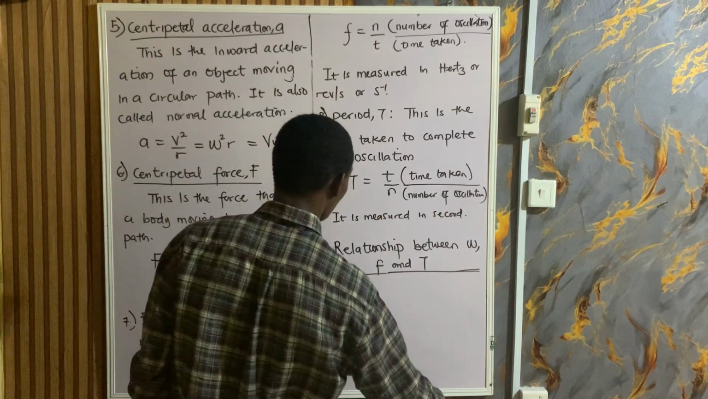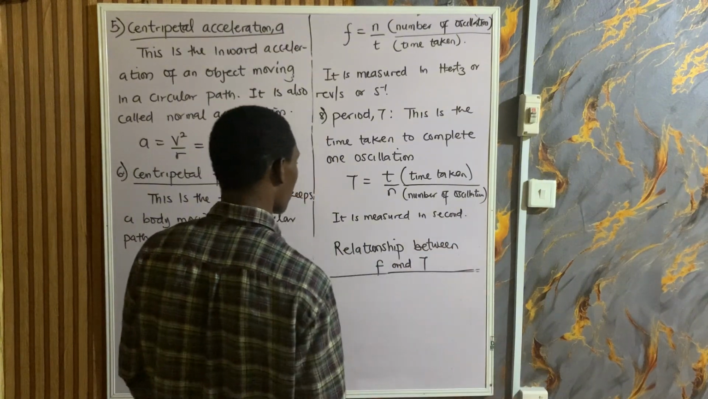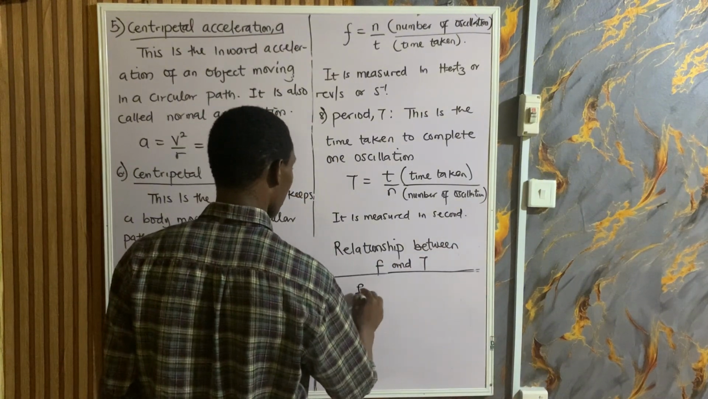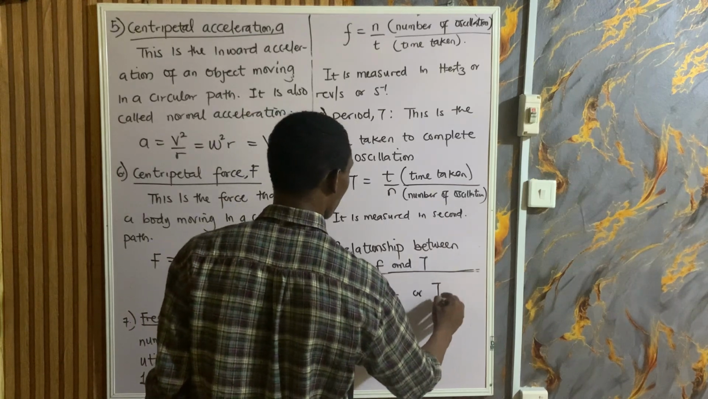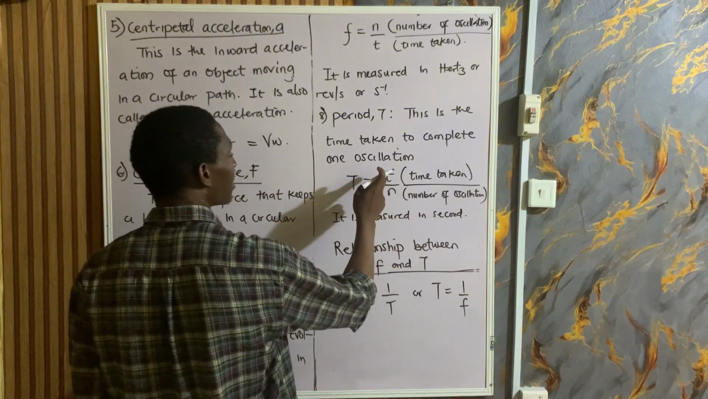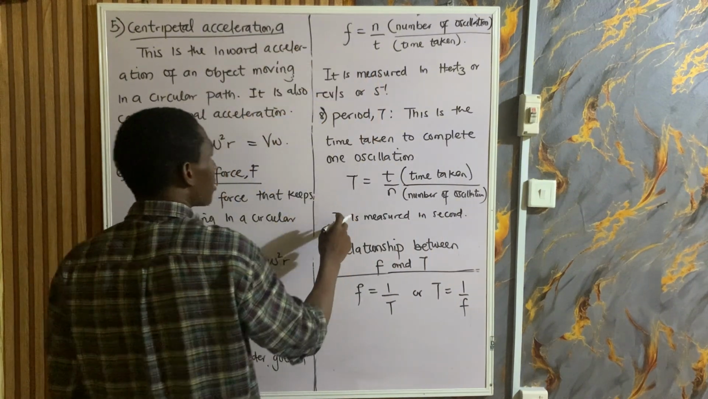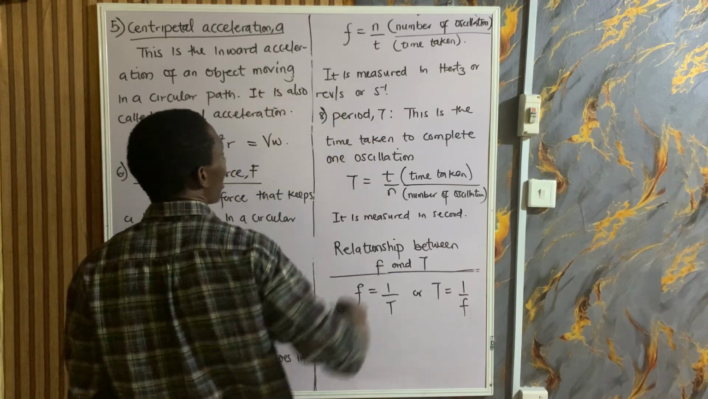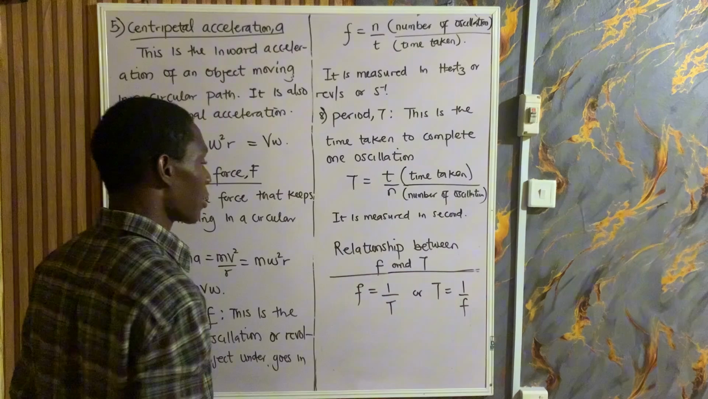I want to also say that the period is related to the frequency. The frequency is 1 over period, or period itself is 1 over frequency, and we can see that in their formulas. This is T over N, this is N over T, so we can say this is the inverse of this, since their formulas are inverse of one another. So let's look at the relationship now.